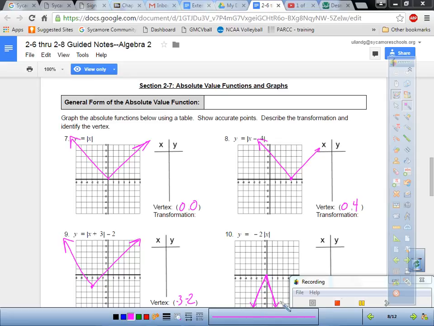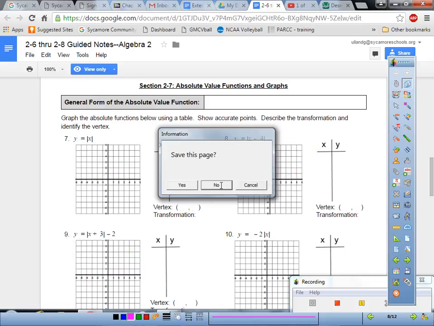All right, so this one is going to flip upside down, and it's going to be twice as steep. Okay, and so you can't see back there, but the vertex would be 0, 0. Uh-oh, this is where I got messed up last time. Nope.